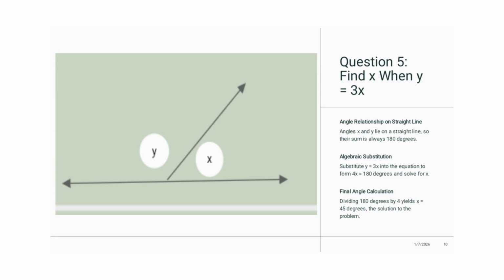In the fifth question, a straight line intersects two parallel lines, and the relationship y equals 3x is given. Since x and y are angles on a straight line, their sum equals 180 degrees. Substituting y equals 3x, we get x plus 3x equals 180 degrees, which simplifies to 4x equals 180 degrees. Dividing by 4 gives x equals 45 degrees.